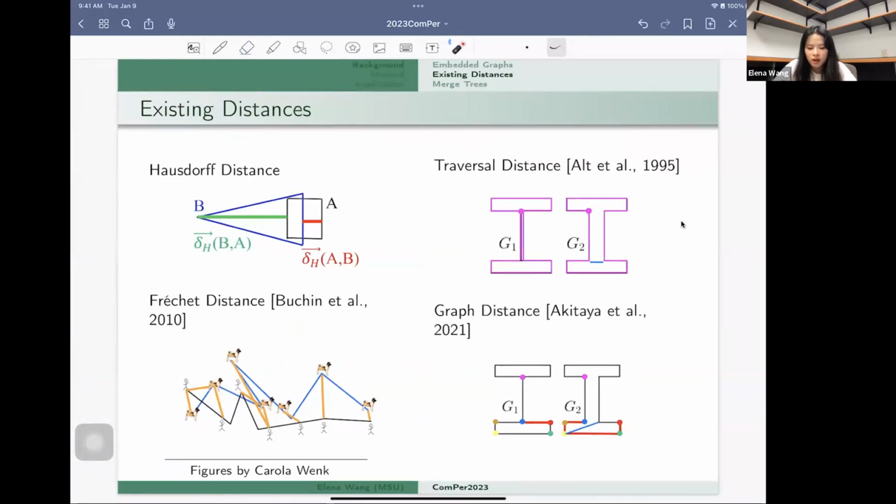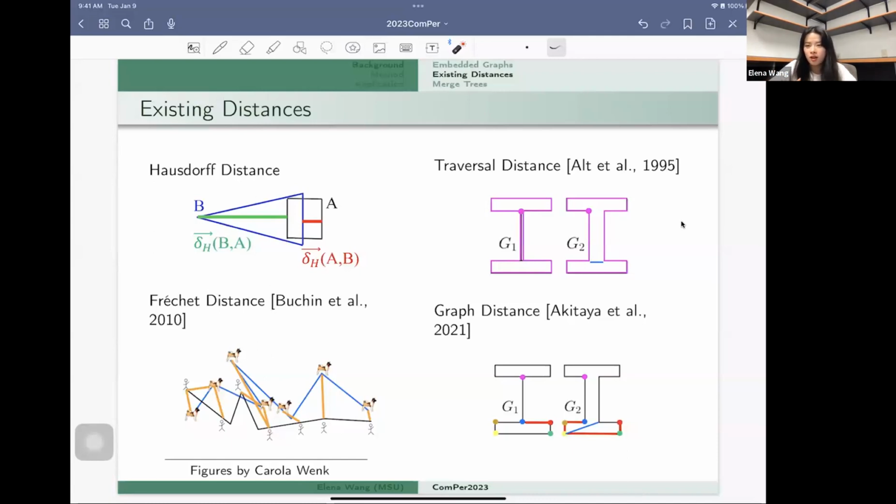On the right, on the top, is the traversal distance. As the name implies, you travel through the graph via the edges. And below that is the graph distance. So instead of matching edge segments, it's required to match the vertices and measure the distance that way.